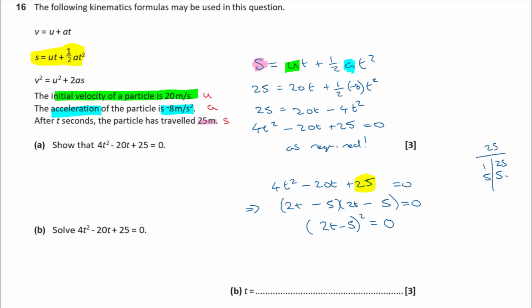Okay, so then what are the solutions? It's a repeated root, isn't it? So there's only one solution here. That's going to be equal to 0 when 2t minus 5 is equal to 0. So that's going to give me 2t is 5, or t is equal to 5 over 2, or 2.5. So t equals 5 over 2. It's just a repeated root.